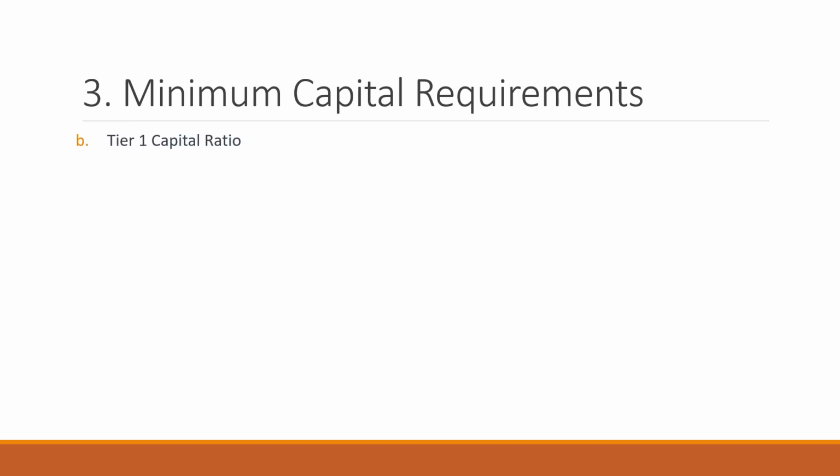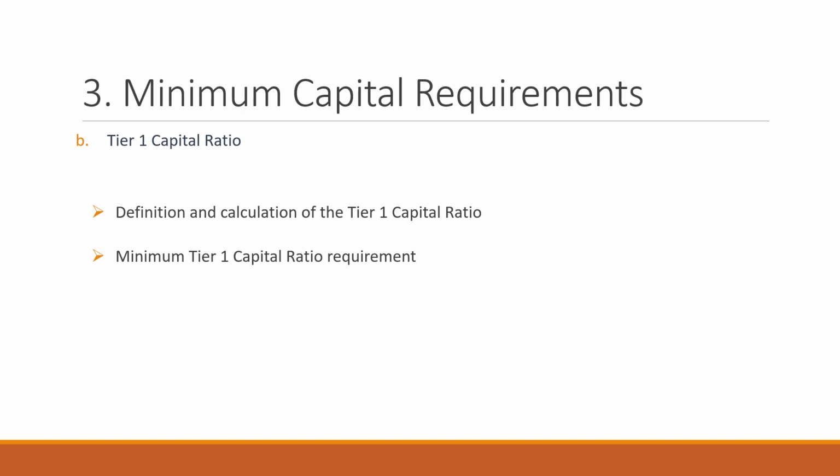Tier 1 capital ratio. Definition and calculation of the Tier 1 capital ratio. As mentioned earlier, the Tier 1 capital ratio is calculated by dividing Tier 1 capital by risk-weighted assets. Tier 1 capital includes CET1 capital plus other forms of Tier 1 capital, such as preferred shares.